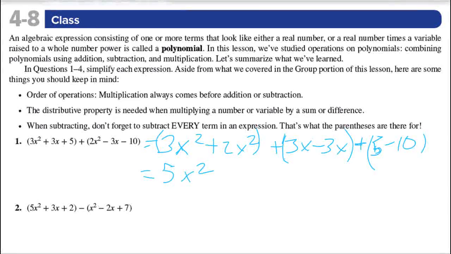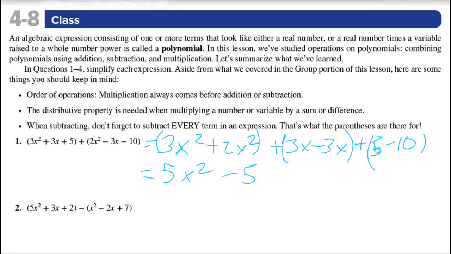When I do 3x minus 3x, that's actually 0. So I would add 0. When you add 0, you don't change it, so I'm just going to leave the 5x squared. I'm not going to say plus 0. I am going to add in 5 minus 10. 5 minus 10 is negative 5. I'm going to add a negative 5, which is the same as subtracting a positive 5.